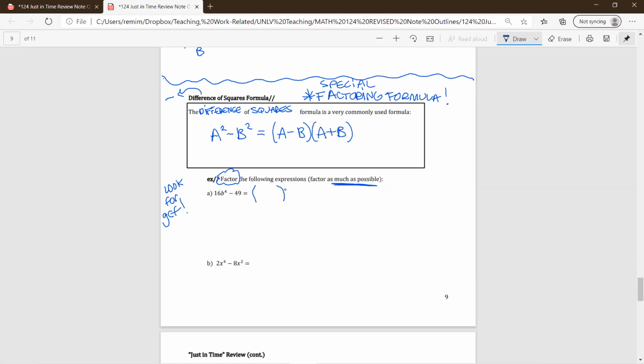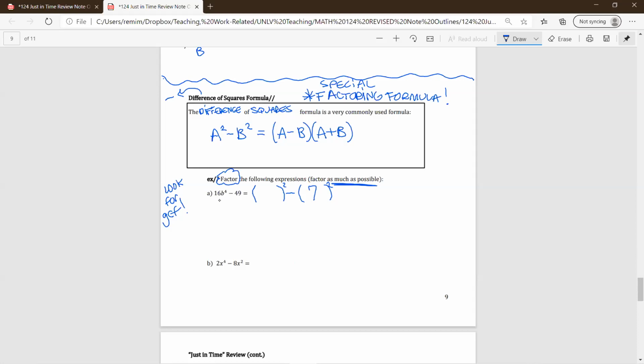So I'm going to put parentheses squared. Something needs to be squared minus something else needs to be squared. Well, the minus is there already. What about the 49 is the easier place to start here. What could we put in these parentheses that when we square it, we get 49? That would be a 7, right? Because 7 squared gives us 49.